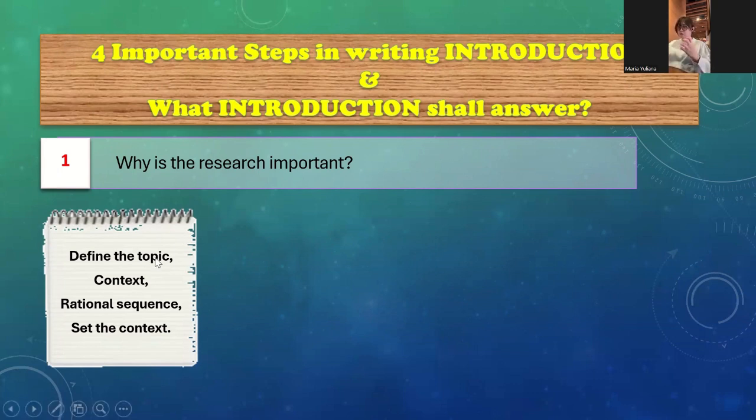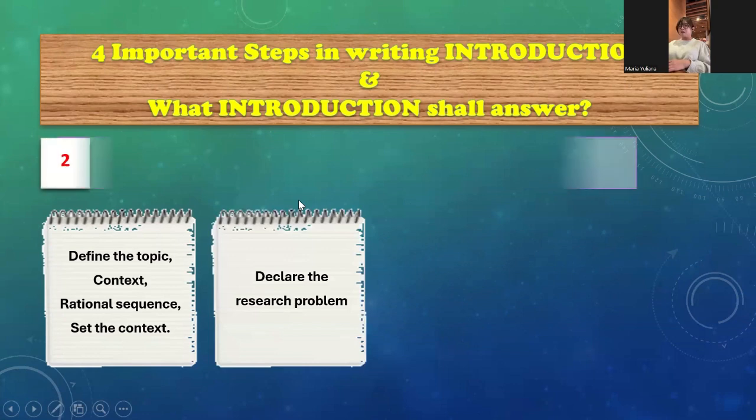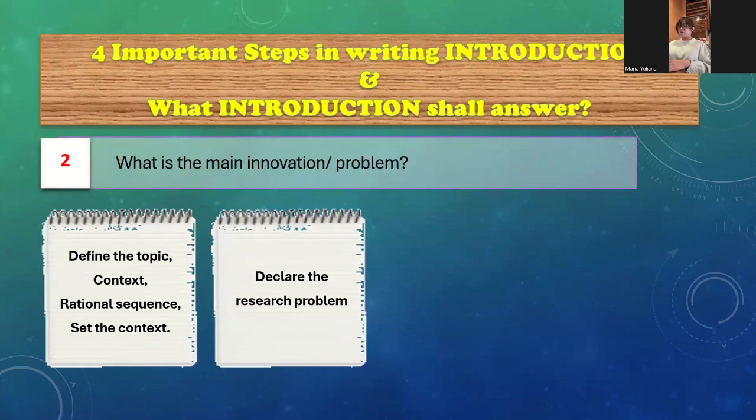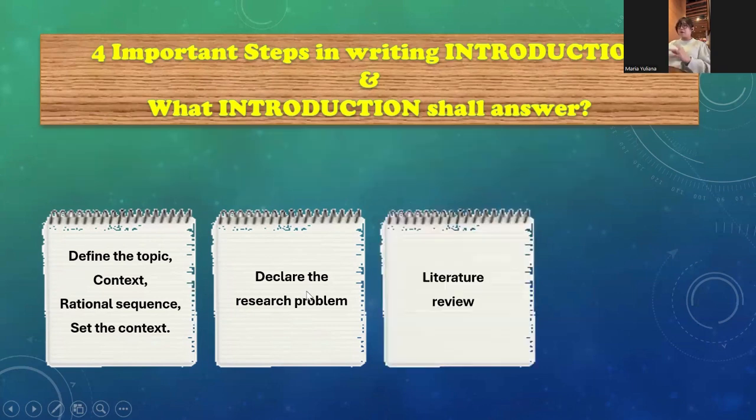After you get that, you then declare the research problem. This is the second question: what is the main problem? What kind of problem do you want to answer through your research? So declare the research problem. That's the second step, in the second paragraph. But if you want to make it into one paragraph with the first one, it's also okay.